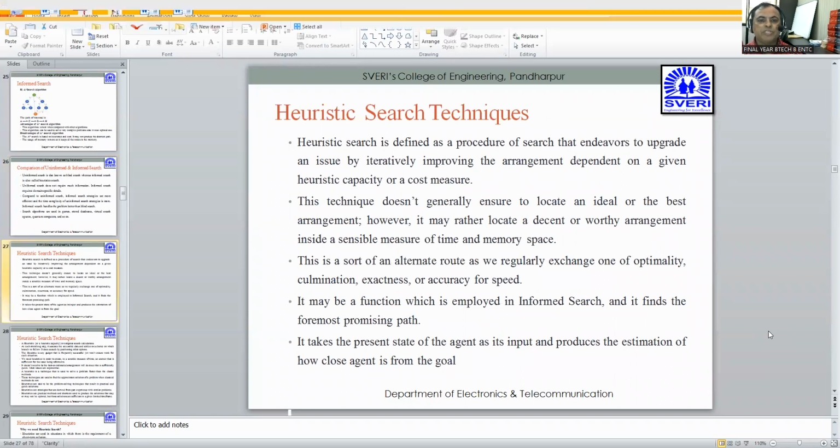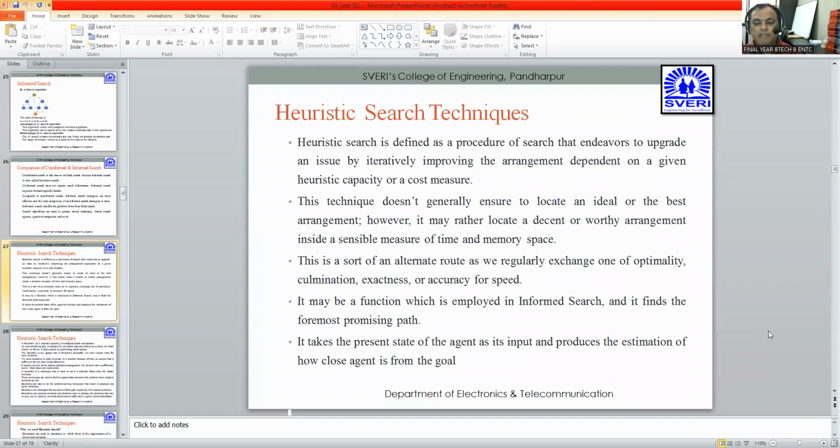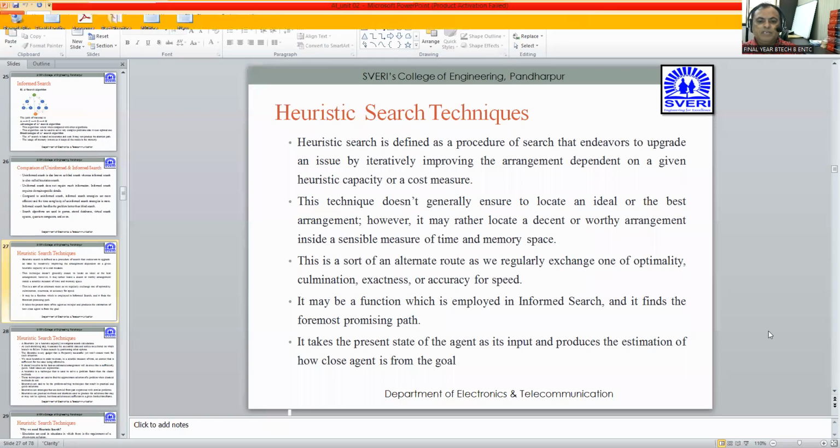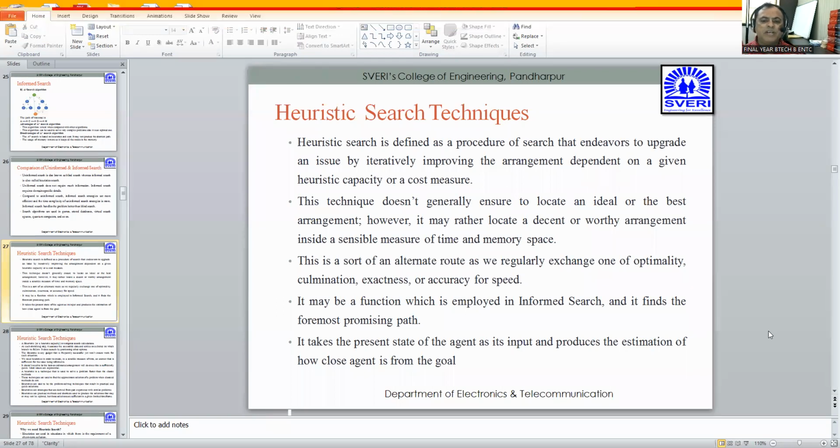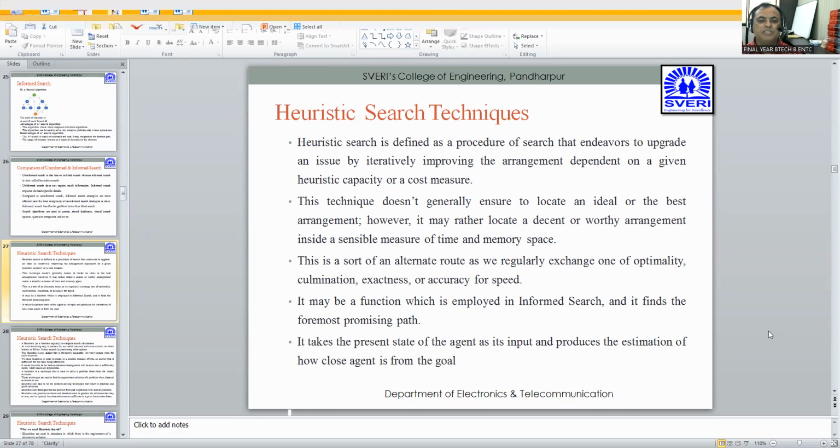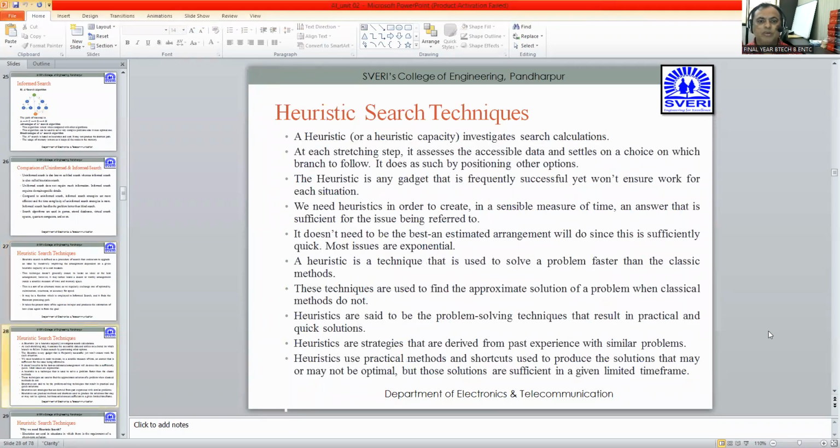Then we came to the heuristic search techniques. These heuristic search techniques are dependent on a given heuristic function or cost measure. This technique doesn't generally ensure to locate an ideal or the best arrangement. It may rather locate a decent or acceptable arrangement. We regularly exchange one of optimality, completeness, exactness, or accuracy for speed. It takes the present state of the agent as its input and produces the estimation of how close the agent is to the goal.